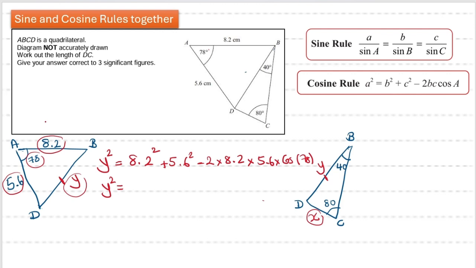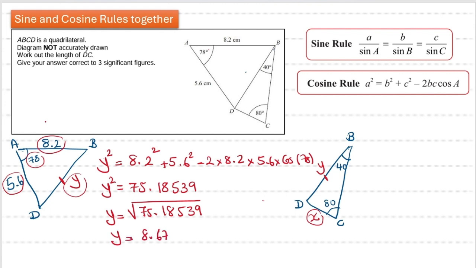We press equal and we'll get 75.18539. In order to find y, we have to take square root of both sides. So we take square root of 75.18539. The answer that we get is 8.67. So this is the length y.